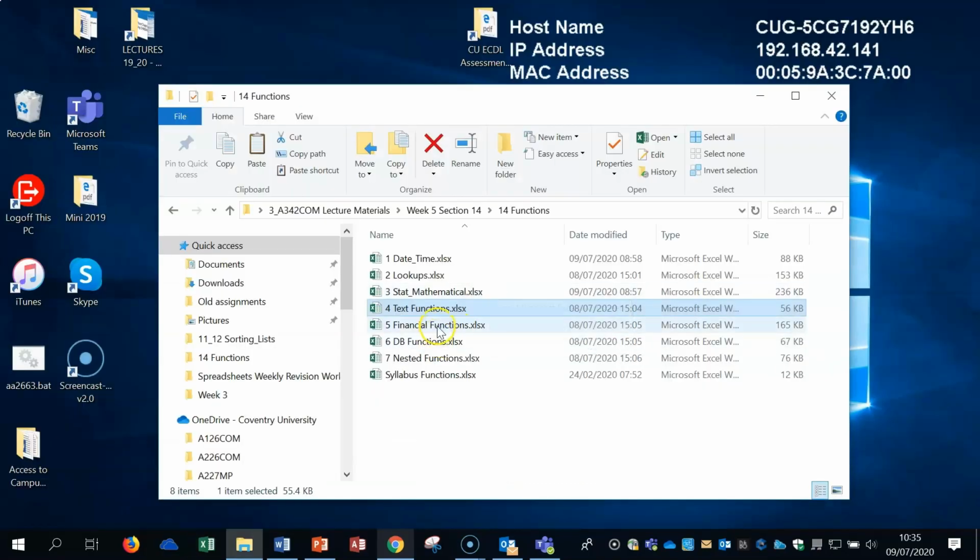And we're going to move on to number 5, financial functions in this video. And then I'm going to leave it. I'm going to do a separate video that follows that will cover database functions and nested ifs. Okay, so let's open up number 5, financial functions.